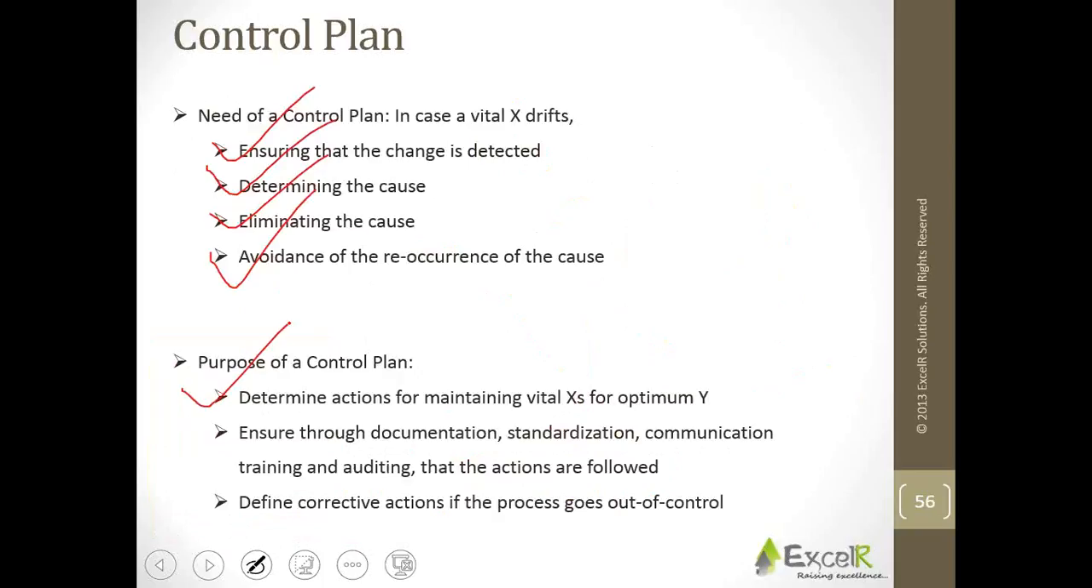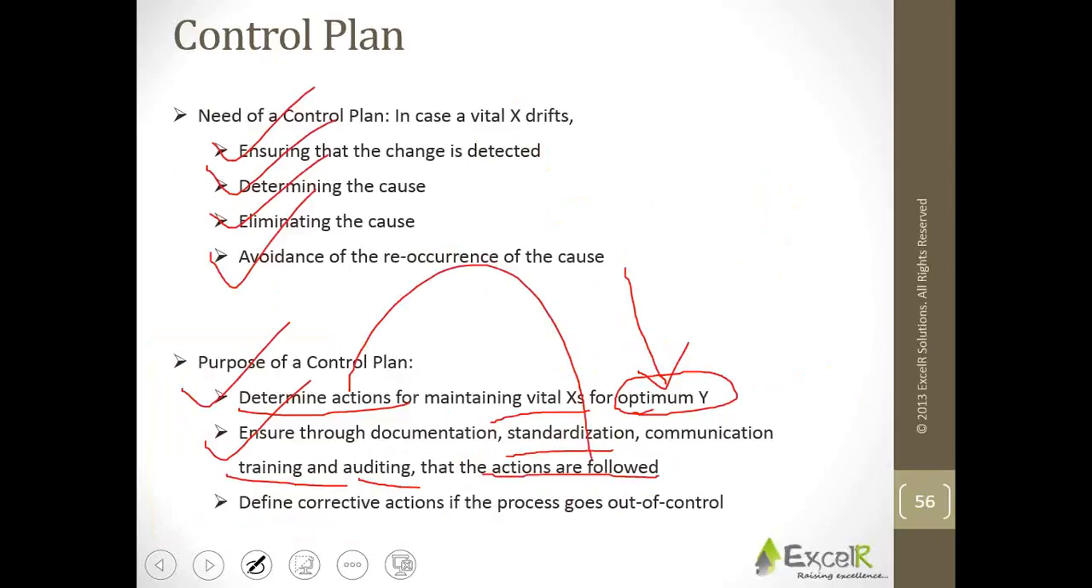Control plan documents details on determining actions for maintaining vital inputs for optimum output. Whatever you want to increase, sales, profitability, whatever it may be, in order to get optimum output, you try to maintain the vital inputs. And for that, you determine what are the actions to be taken. You ensure through documentation, standardization, or through communicating to everyone who is responsible, training them, frequently auditing, right? You do all these things to ensure that the actions that were determined earlier are followed.